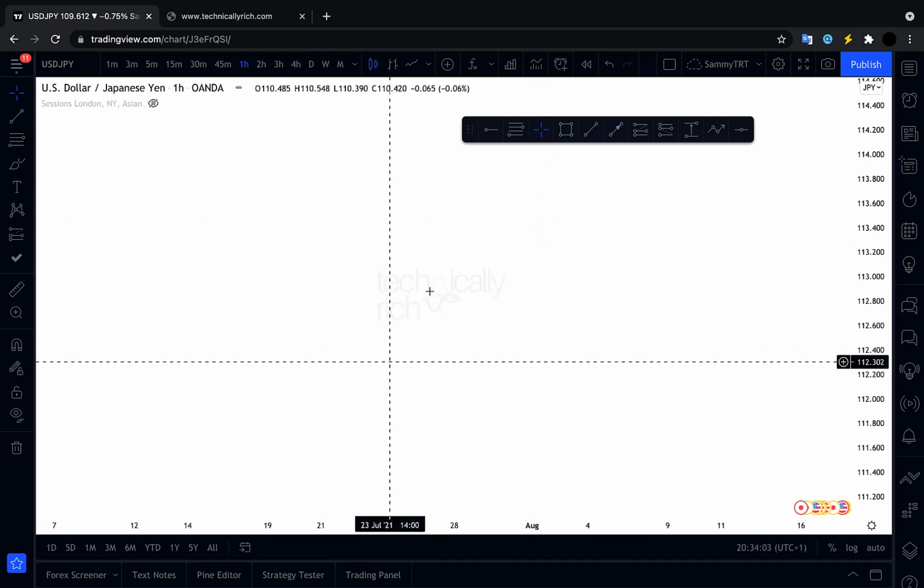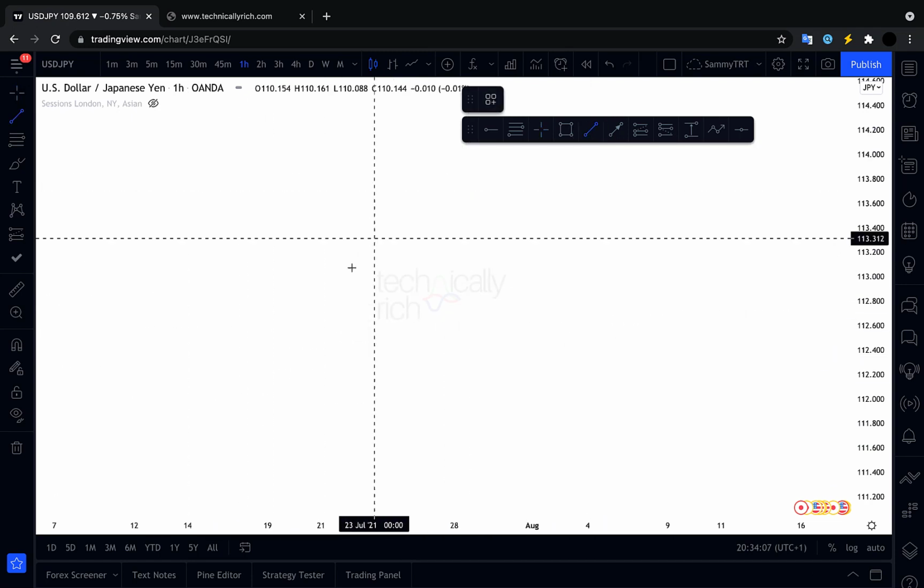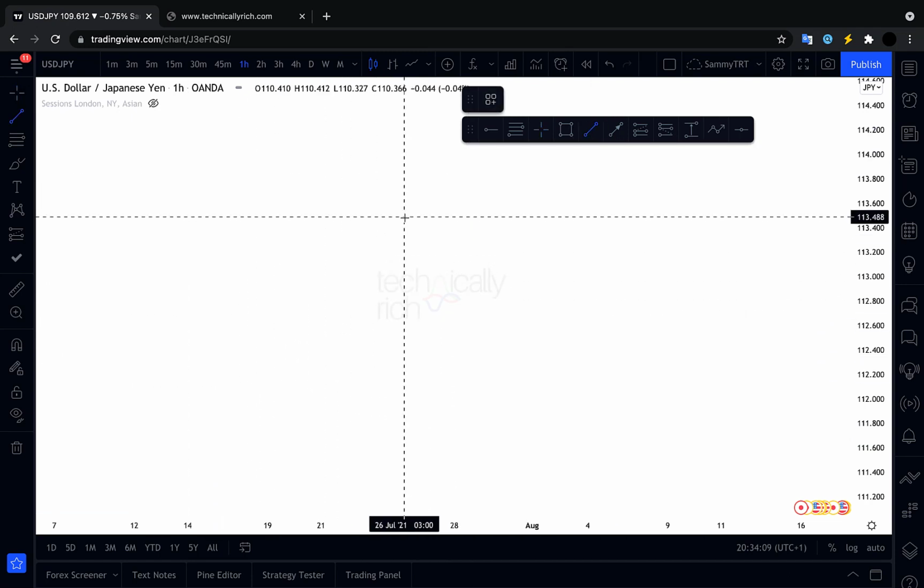So for example, in the retail world, we were taught to buy when the price is at support and sell when the price is at resistance. That means we're taught to buy at support, sell at resistance. So you long from support and then you short from resistance.